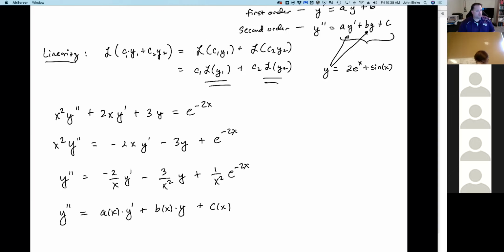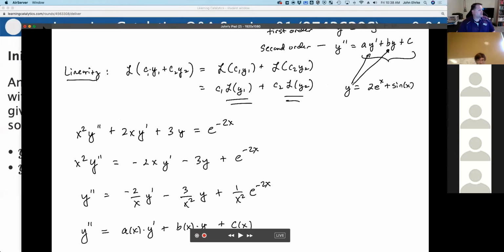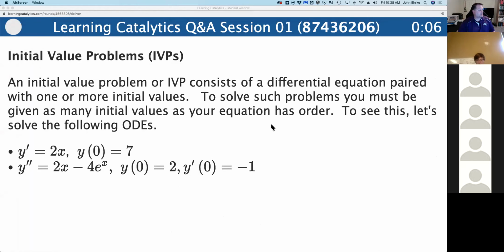Okay, so let's keep trucking along. All right, I'm going to solve some differential equations now with you, but the purpose of solving these is to talk about what's needed to solve what's called an initial value problem, or an IVP. So there's nothing to respond to here. I'll let you respond to a question, follow up here in a second.